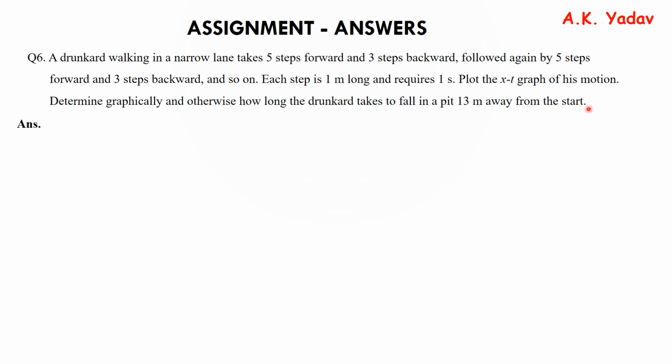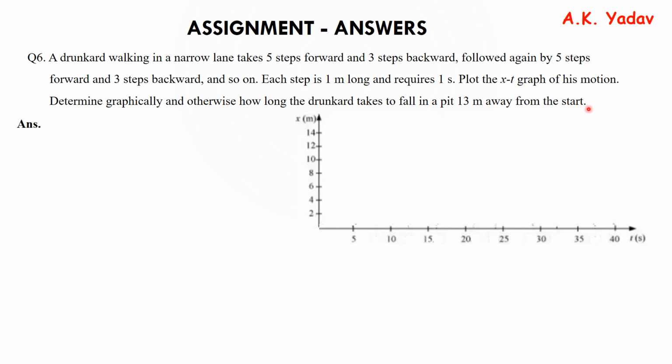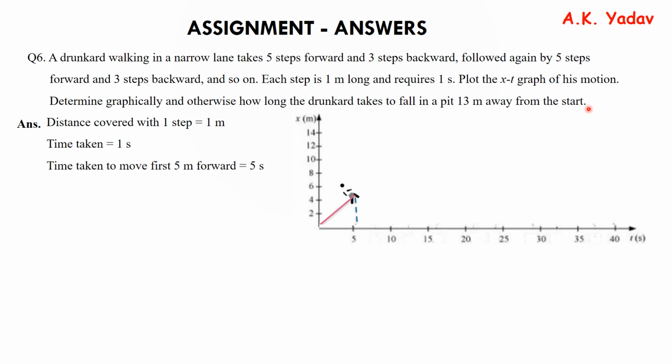So we have this x-t graph on which on the x-axis we have taken time and on the y-axis we have taken the distance. Now the distance covered in one step was 1 meter and the time taken was 1 second. So this is our drunkard, and he moved the first 5 steps. So the time taken to move the first 5 meter forward is 5 seconds. Then he took 3 steps backward, and it took him 3 seconds.